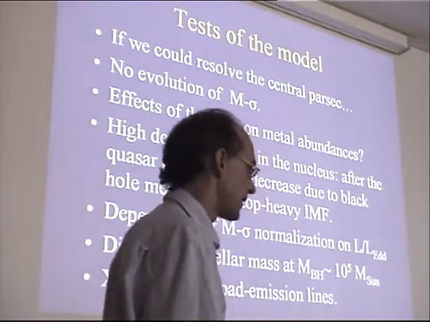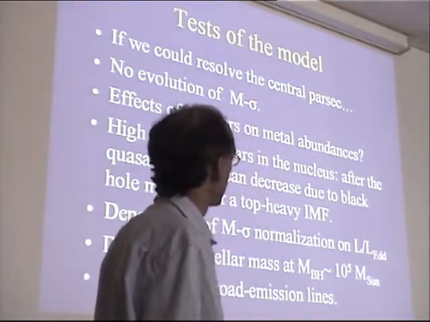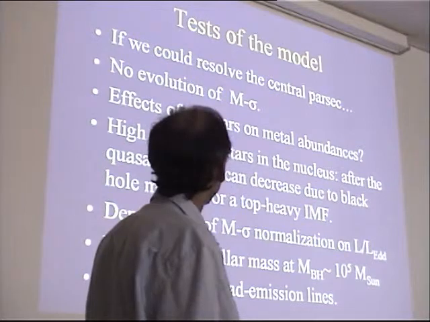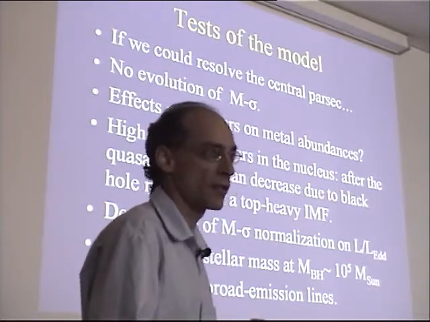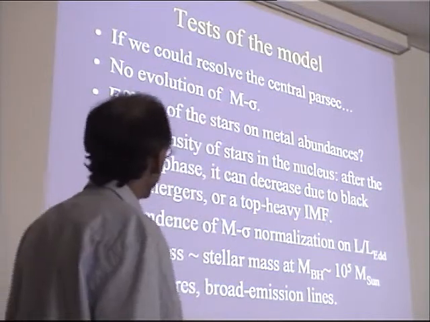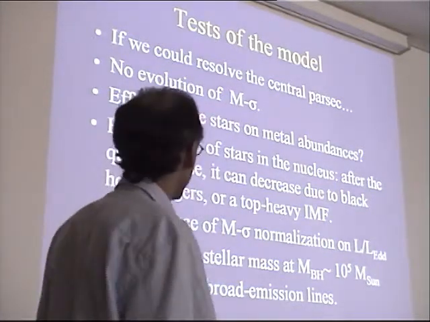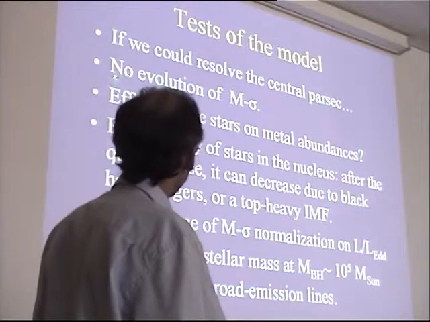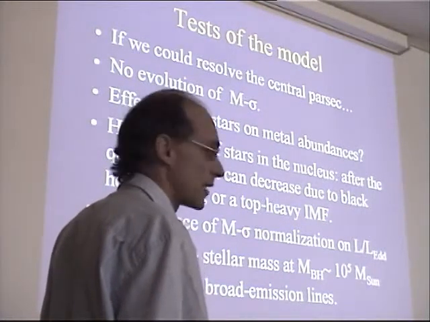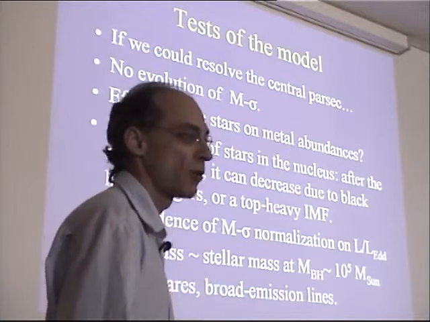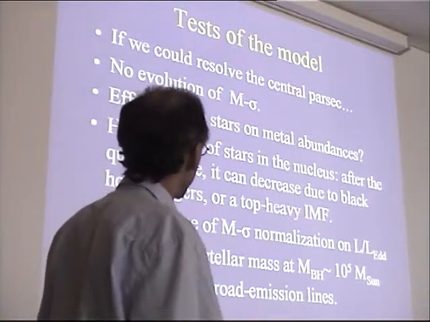It would be nice to find tests for this model, but it's very hard to think of any. If you could resolve the central parsec, you'd be able to find out whether all these stars are there. But we don't have a picture of the central parsec of any quasar. We also think that there should be no evolution of the M-sigma relationship, because that just depends on the physics of the number of stars that surround the black hole, and this should be independent of redshift.